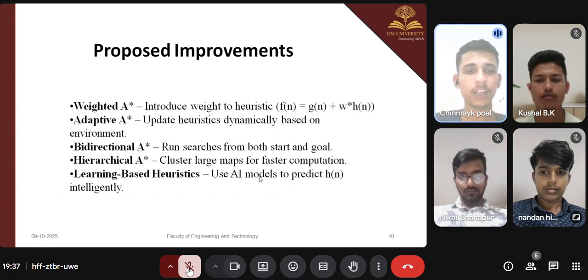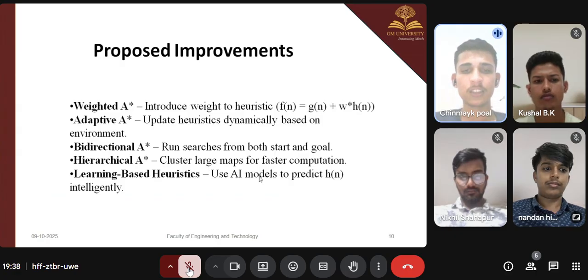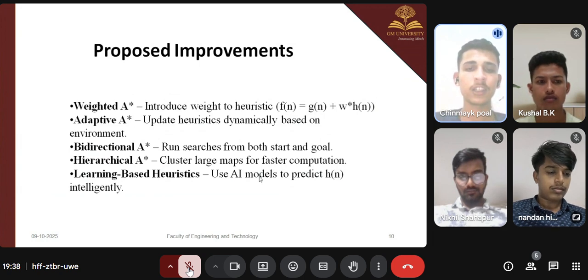Next, bidirectional A star runs searches from both the start and the goal. Next, hierarchical A star clusters large maps for faster computation. And lastly, learning based heuristics use AI models to predict h of n intelligently.